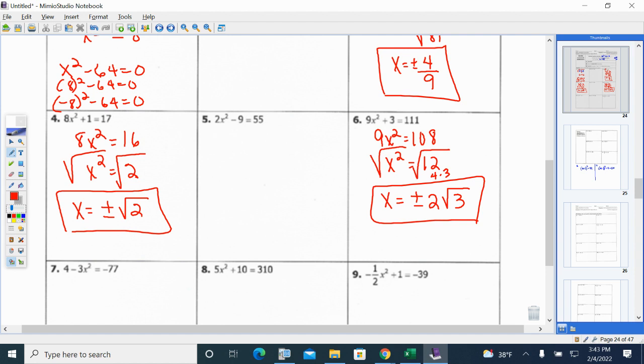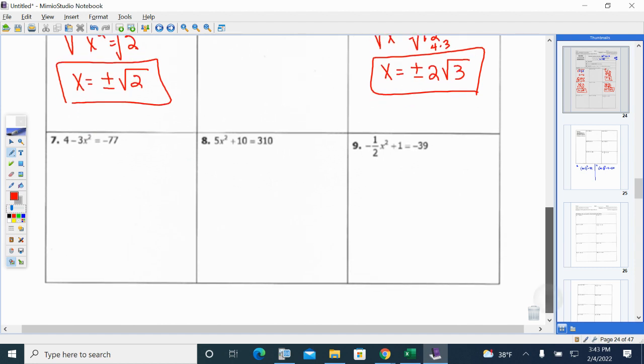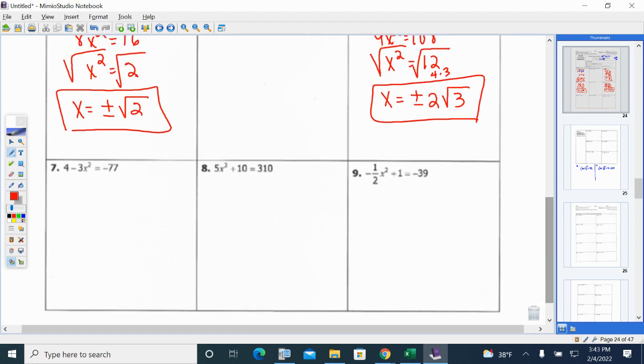The same thing is going to happen on 7, 8, and 9. I'll look at number 9 just because it has a fraction in it. We've got negative 1/2 x squared plus 1 equals negative 39. So I'm going to subtract that 1.